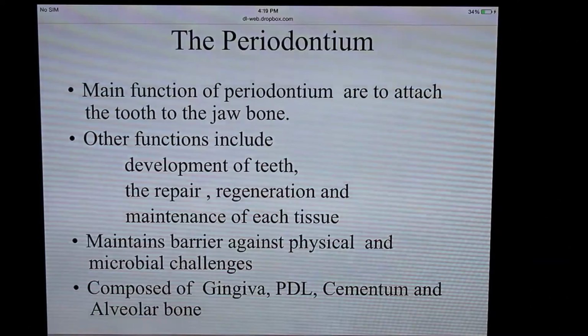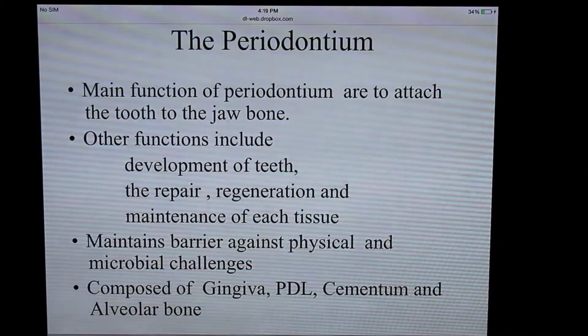Then it maintains a barrier against physical, chemical, and bacterial challenges. What are the physical challenges? Like pressure, like any trauma. So gingiva will protect the bone or the tooth surface, and other physical conditions can be direct trauma from operation, food mastication. The periodontal ligament, by its own nature, will prevent trauma to the bone and the tooth itself.